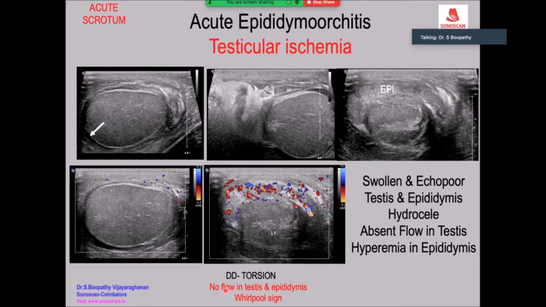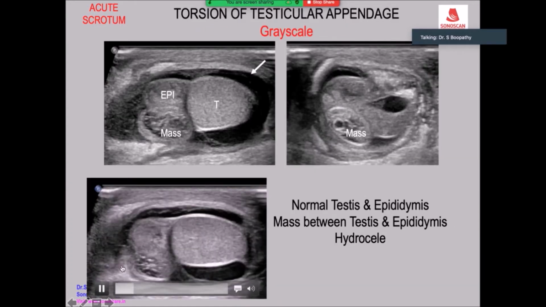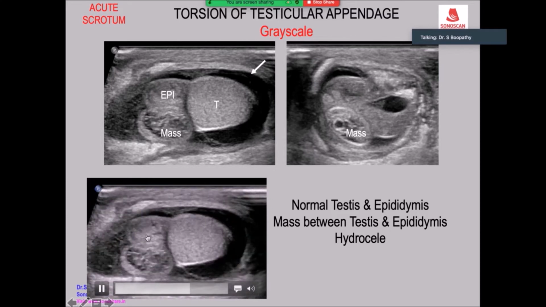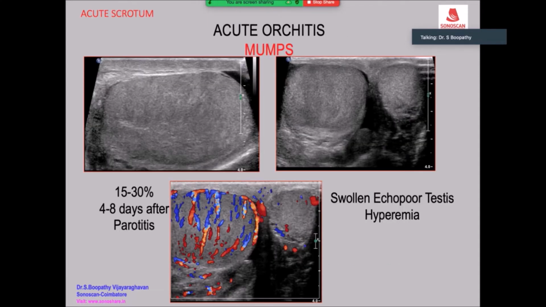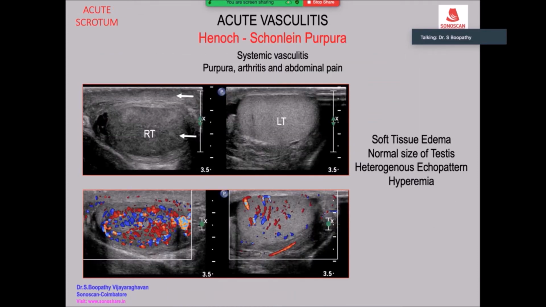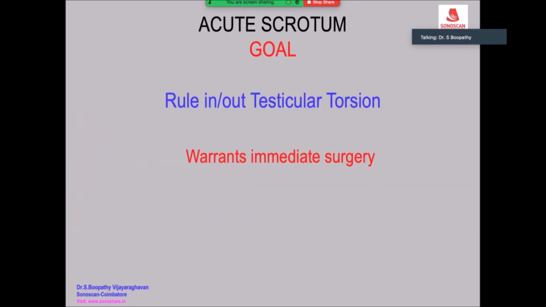In torsion, there will not be flow. You see the spongiform, oval mass between the head of the epididymis and the scrotal wall, compared to acute epididymo-orchitis. Purpura or abdominal pain will differentiate from other conditions. Irregular echo area in the scrotal wall is an abscess which may extend to the perineum. These are features of Fournier's. It warrants immediate surgery to avoid necrosis of the testis, so that the testis will not be lost.